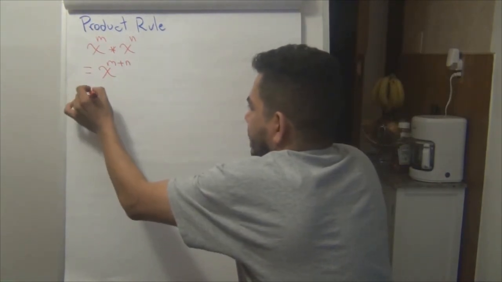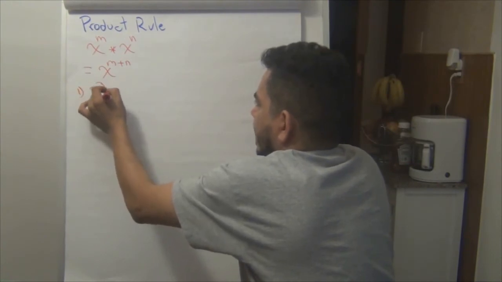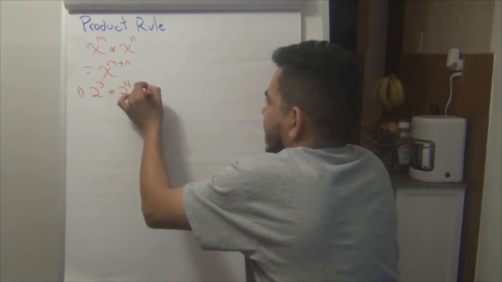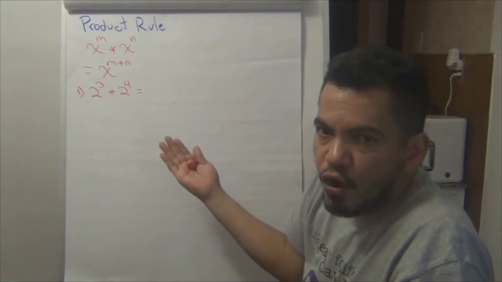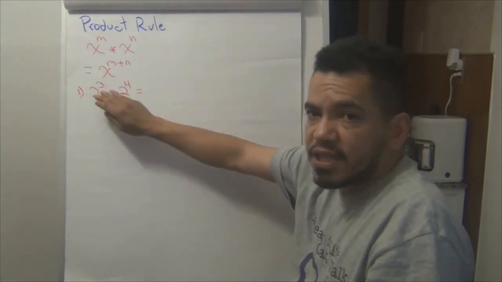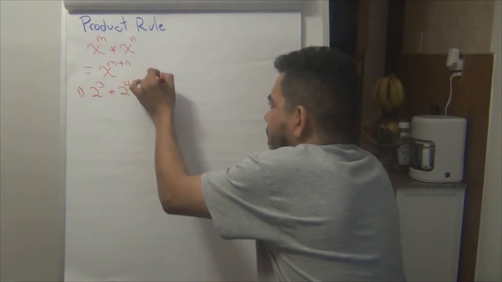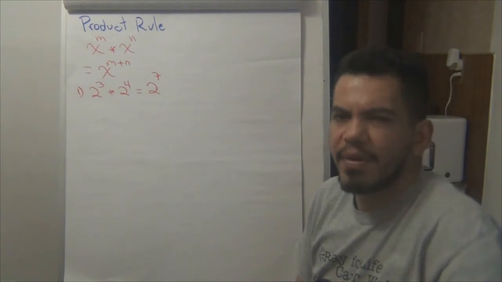Example number 1. If you have 2 to the third power multiplied by 2 to the fourth power, you're not going to multiply 2 times 2 and get 4. No. 2 to the third power times 2 to the fourth power is 2 to the seventh power. What? Chillax. I'm going to explain to you.